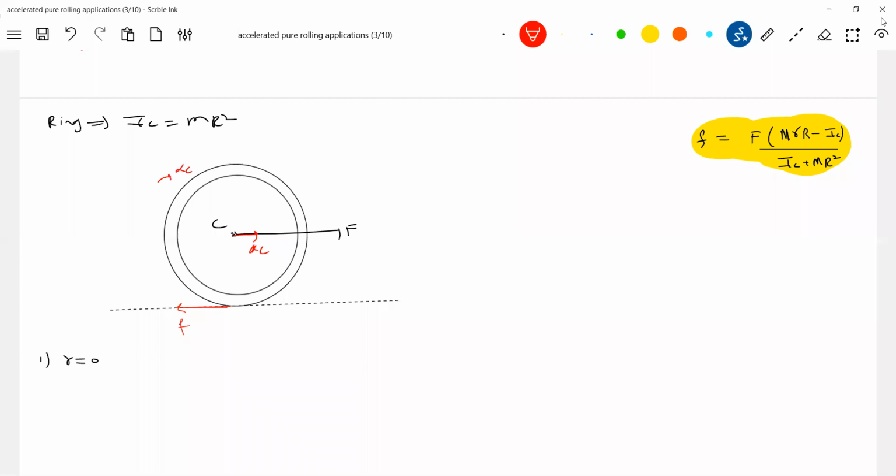This is the first condition. This is for r equal to 0. Now let me take the next condition. Second case, let small r equal to R by 2, where the force is applied at a distance R by 2 above the center of mass.